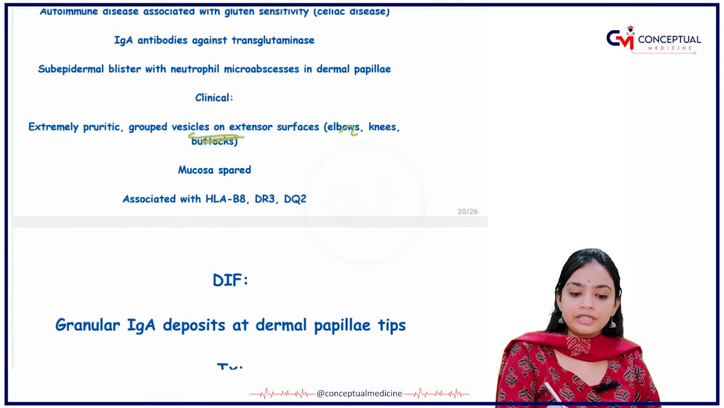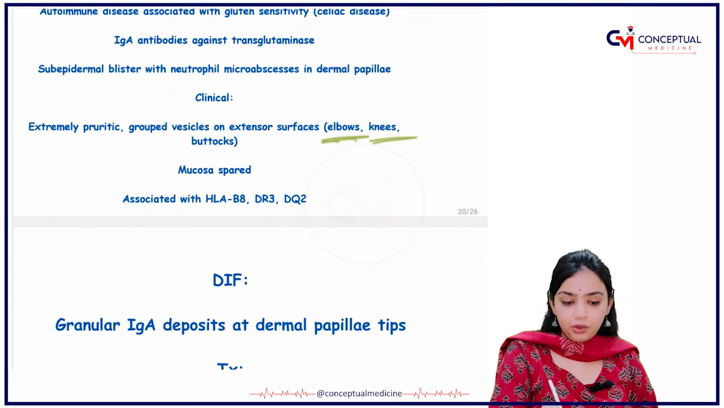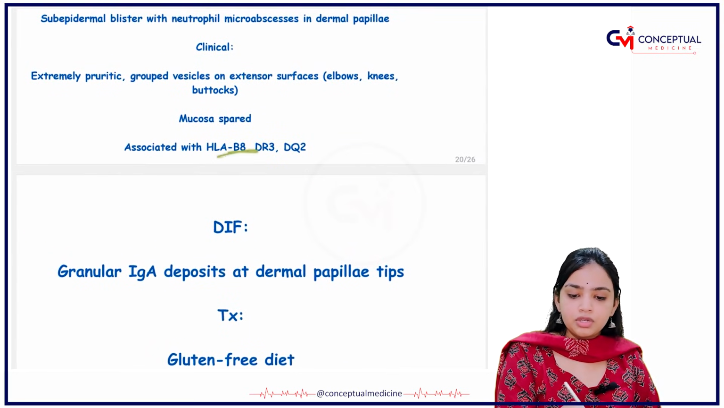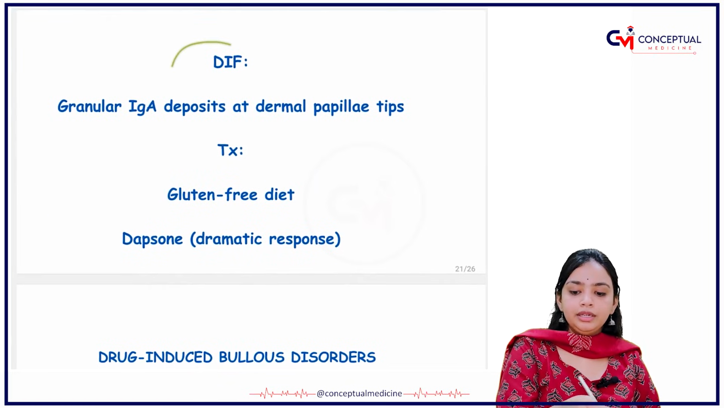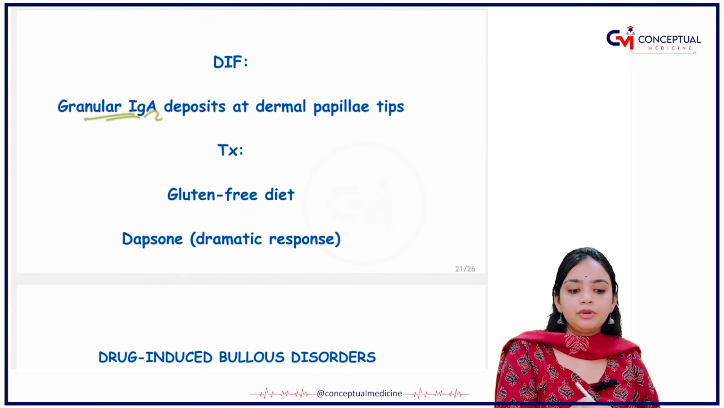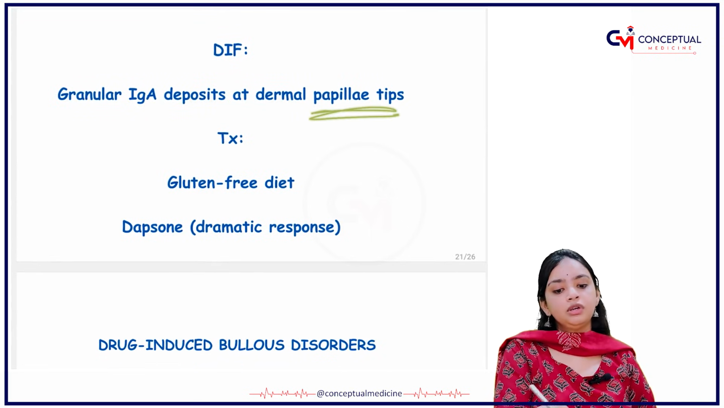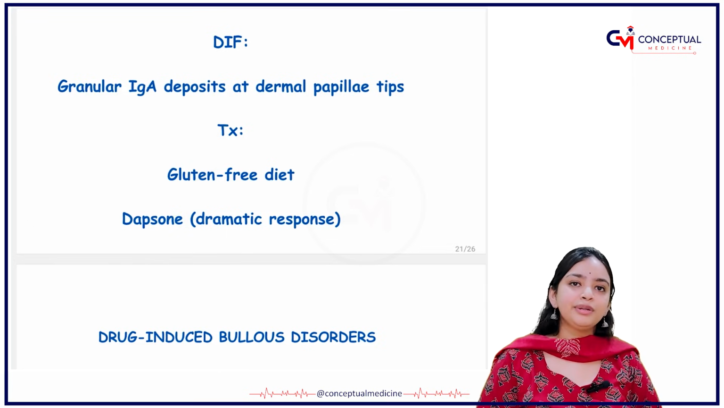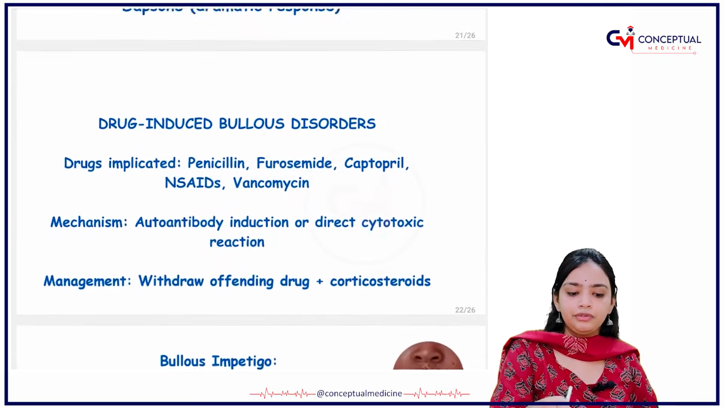You have a group of vesicles on the extensor surfaces, like your elbows, your knees, and the buttocks. It is mainly associated with HLA DR3 and DQ. In the direct immunofluorescence, you are able to appreciate granular IgA deposits at the dermal papilla. For the treatment, you have to just ask the patient to avoid the gluten-rich diet. You have to take a gluten-free diet.